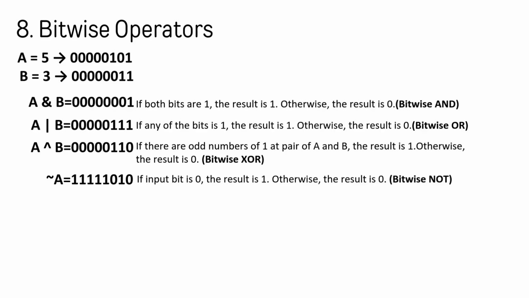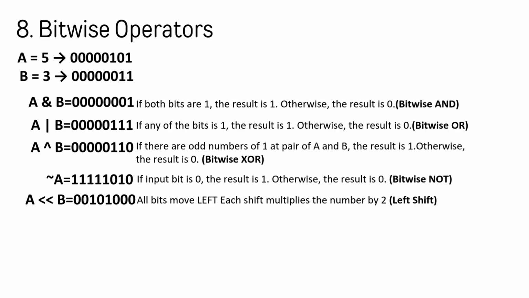Now come to the left shift operation. All bits move left, and each shift multiplies the number by 2. This is the main objective of left shift. So A left shift B, that means 5 is the actual variable. We have to perform the shift operation on 5. How many times? The value of B is 3, that means 3 times. We have to perform the left shift operation 3 times.